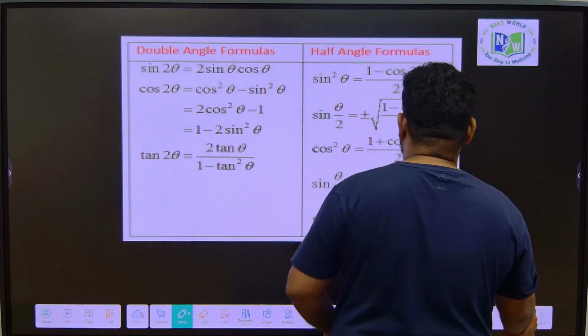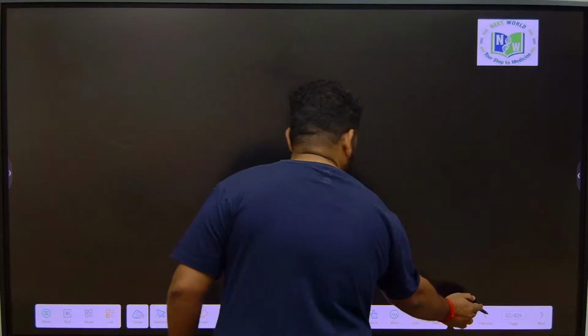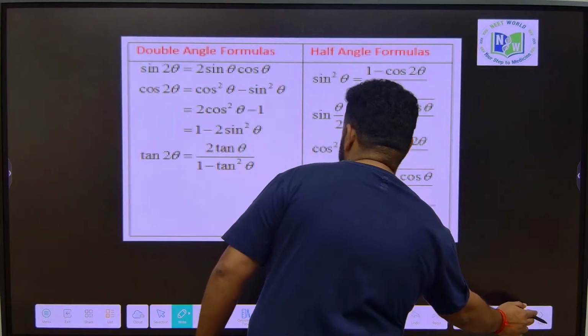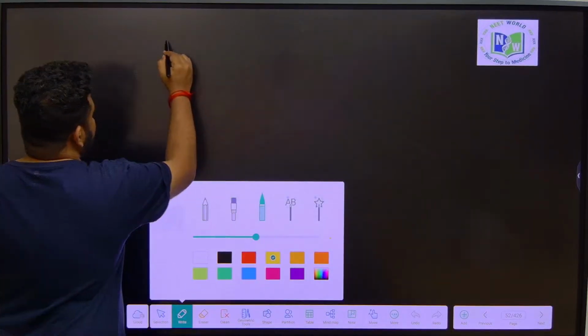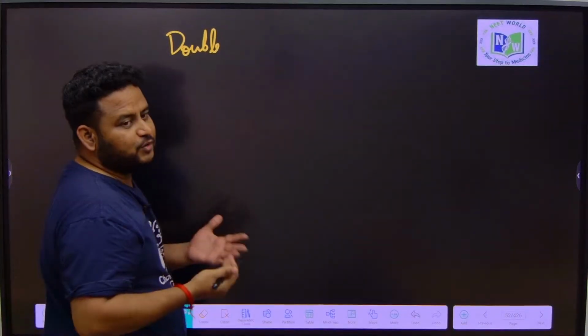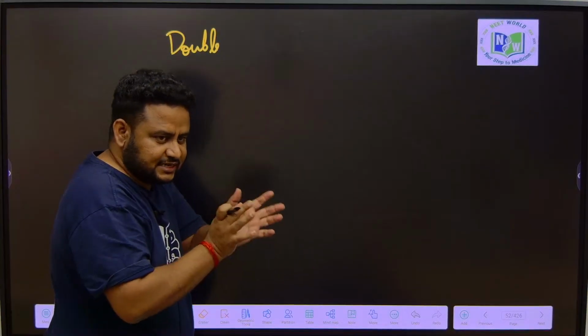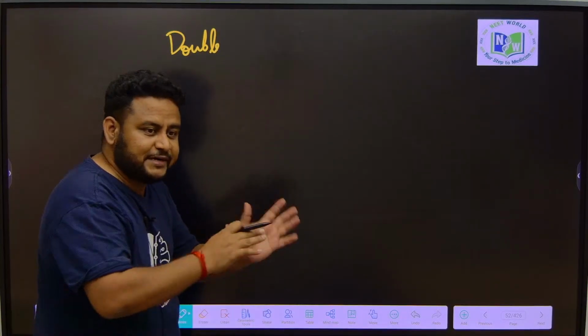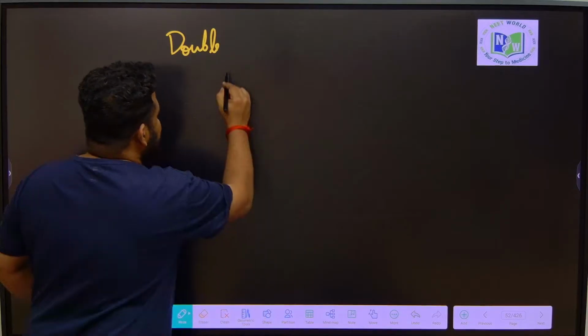So, double angle formulas. Let me write it for you. Till now we learned compound angles, that is two angles combining. But in a single angle, if it becomes double, what will happen to sine? What will happen to cos? That is the meaning of double angle.